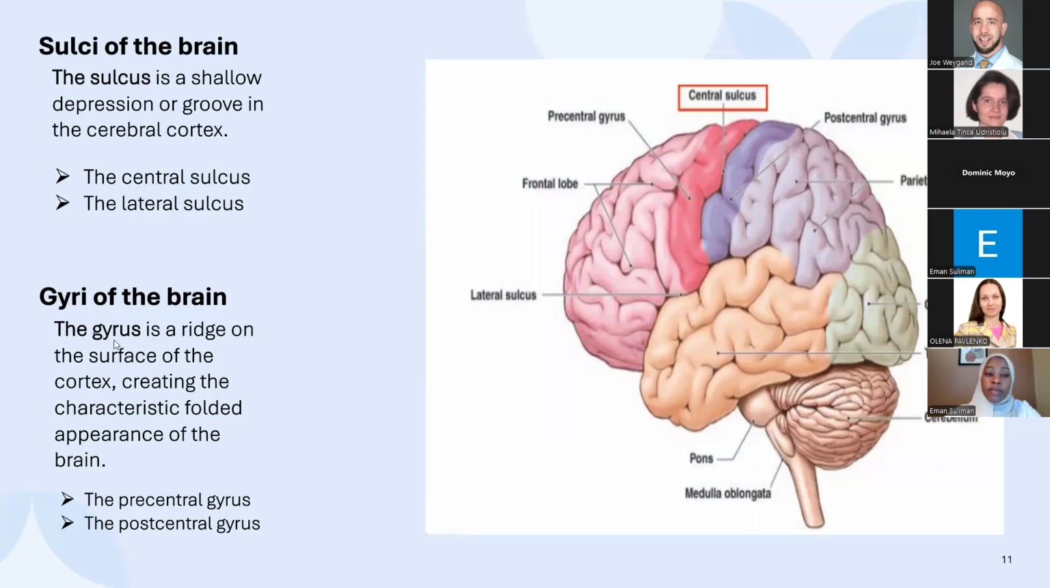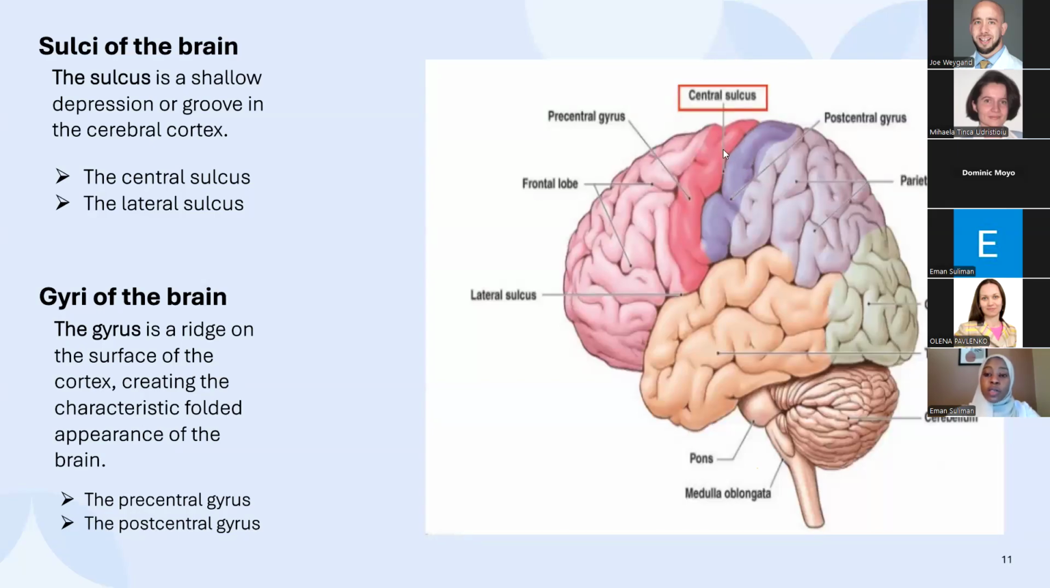And we have the gyrus. What's the gyrus? The gyrus is a ridge on the surface of the cortex. So those ridges are called gyri. Together, the sulci and the gyri give the characteristic folded appearance of the brain. There are many, but the two main ones are the precentral gyrus, here the red one, and the postcentral gyrus.